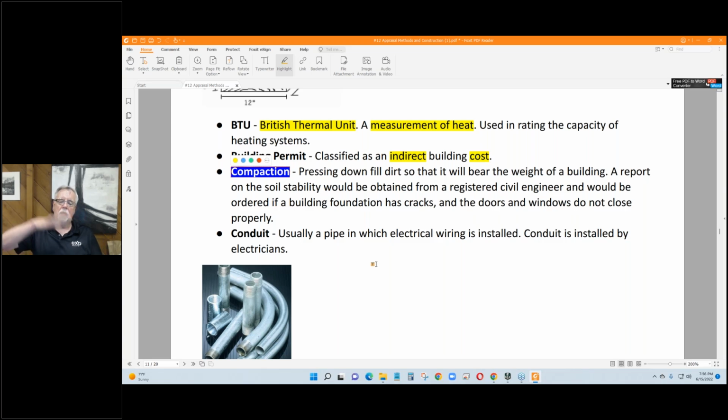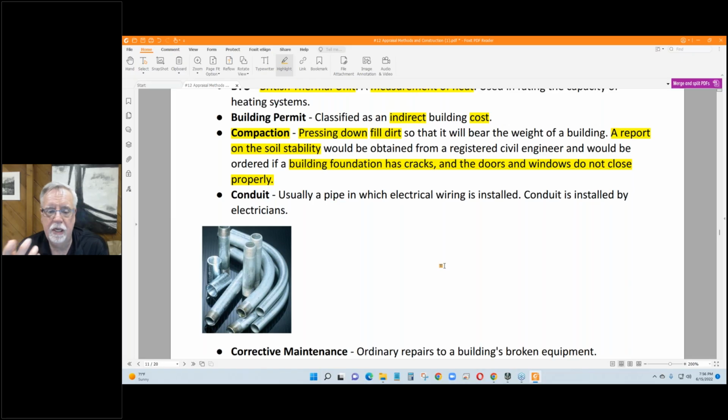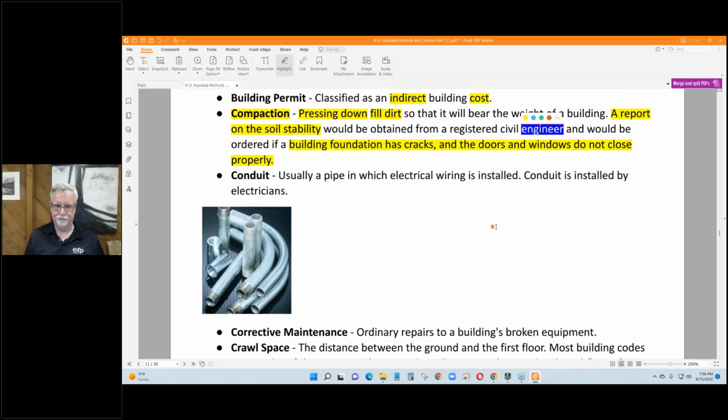Compaction means to compact the dirt down, and this is called fill dirt, and you're pressing it down. That's called compaction. You would want to get a report on soil stability from a civil engineer if the building foundation has cracks and doors and windows do. That's a crack house. So there's a question in the state exam: the house has doors and windows that don't close properly and cracks in the foundation, and you would get a soils engineering report.